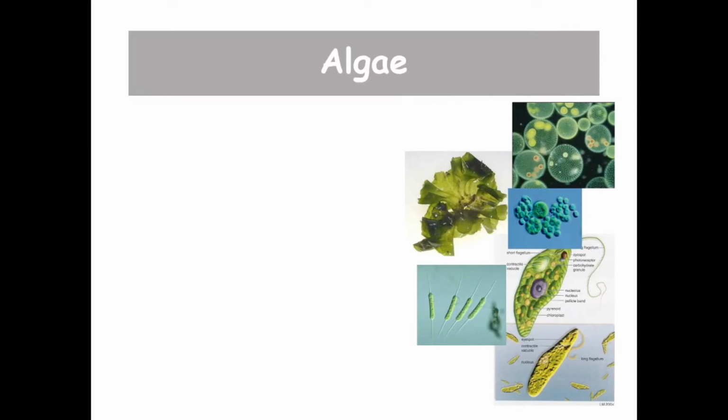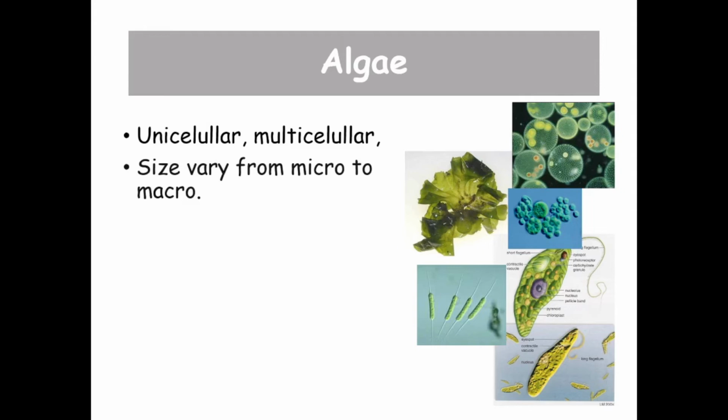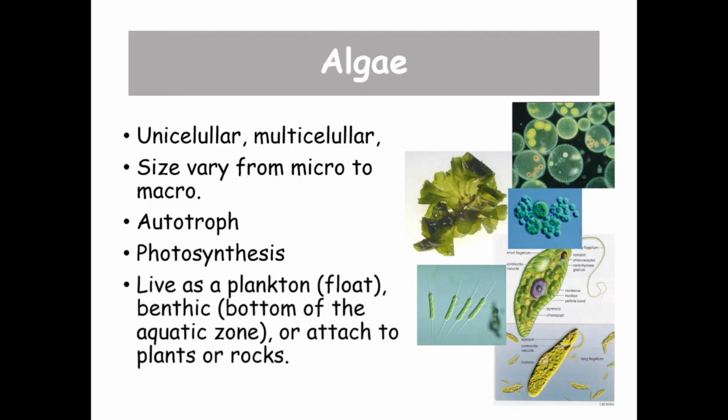First, let's talk about algae. Algae are unicellular or multicellular organisms. Their size varies from micro to macro. They are autotroph organisms. They can do photosynthesis, and they live as plankton floating on the surface of the water. They can also live as benthic, in the bottom of the aquatic zone, or they can attach to plants or rocks.